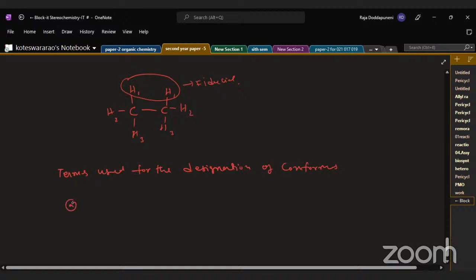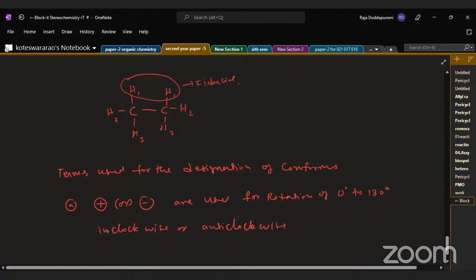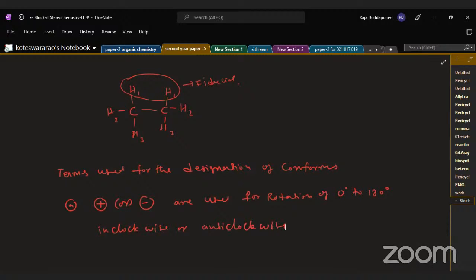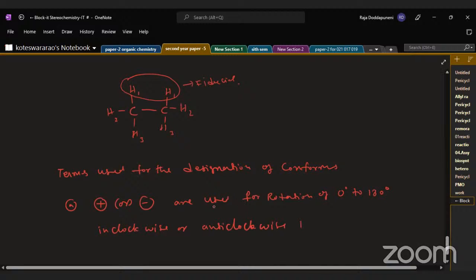The first one, you can use a rotational direction, that is plus or minus, the clockwise or anti-clockwise direction, used for rotation from 0 to 180 degrees, in clockwise or anti-clockwise respectively.